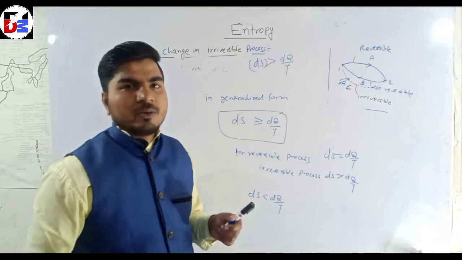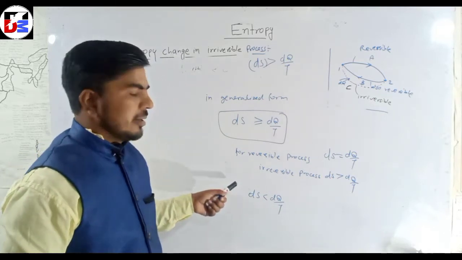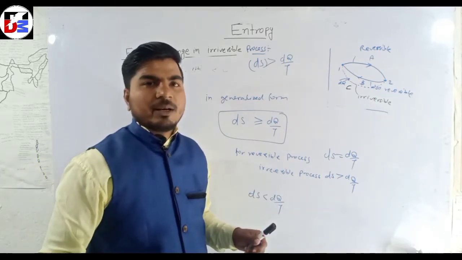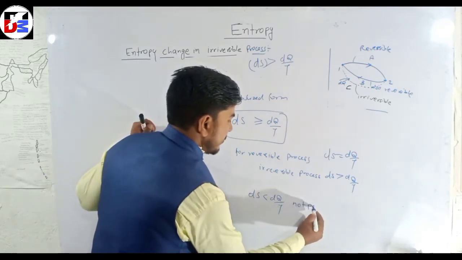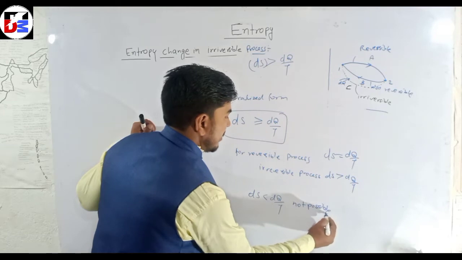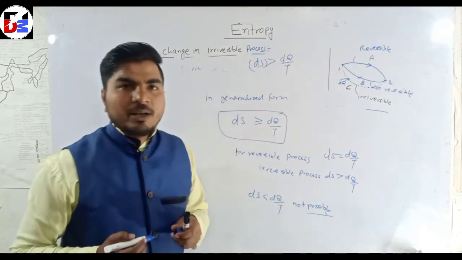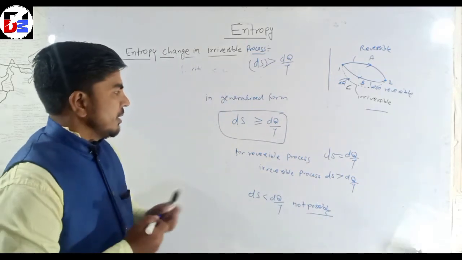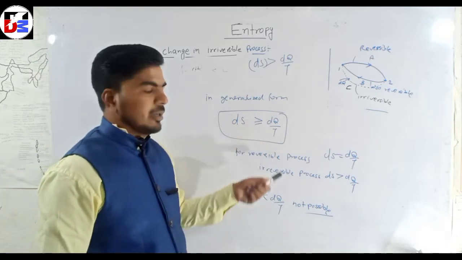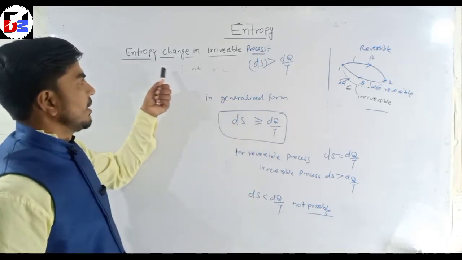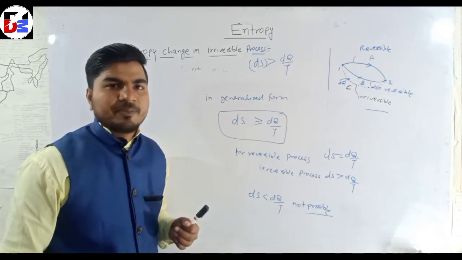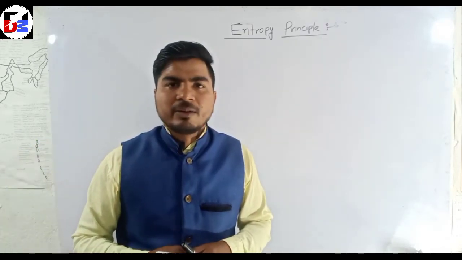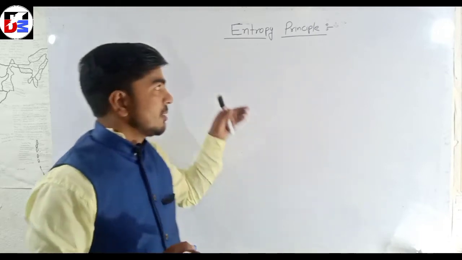Processes are only of two types: reversible or irreversible. A third type is not possible. Now we can see here dS is greater than or equal to dQ by T. This is valid for the irreversible process as well as the reversible process. Now we are going to discuss the entropy principle.